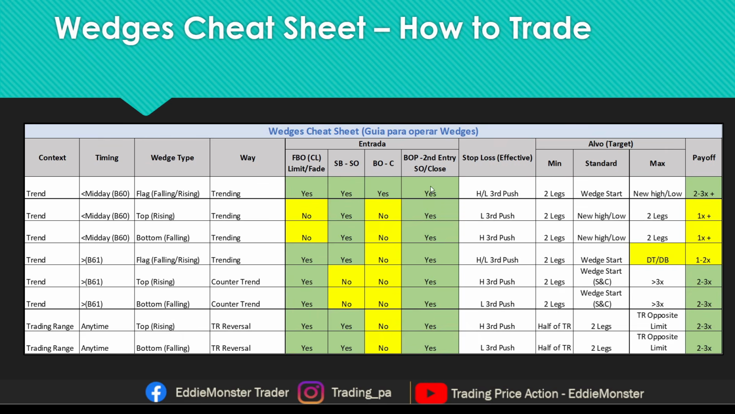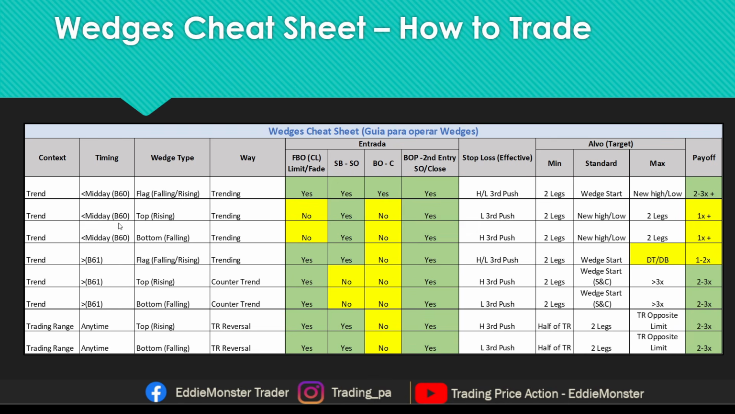So this is for trending. So this is the best scenario. You can get a payoff of 2 or 3x or more. So when you get early a flag with the trend in your favor, you can make any kind of entries. You can use the third push, low or high, as a stop. You can expect 2 legs as a minimum, or at max you could have 2 or 3x your risk. Basically is that. That's the best scenario possible.